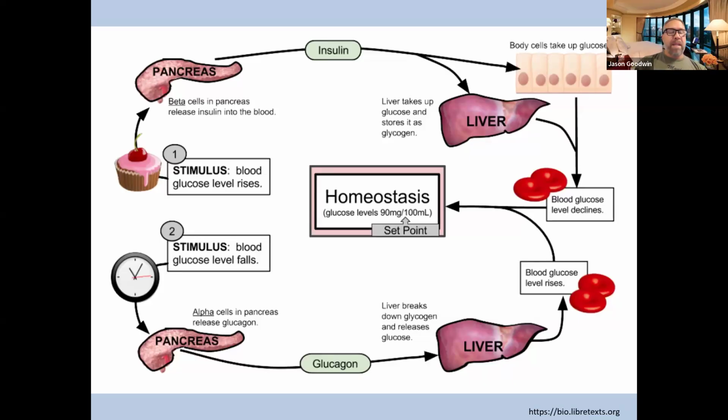So this is completely endogenous to our body, and it produces glucose. And so the blood glucose level rises. So this is how we manage high blood glucose, and this is how we manage low blood glucose, which creates homeostasis.